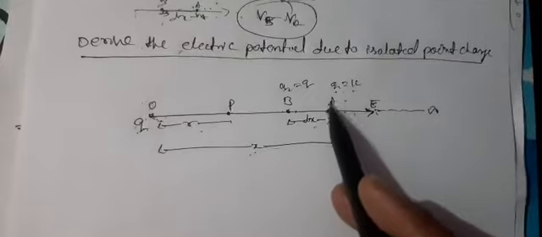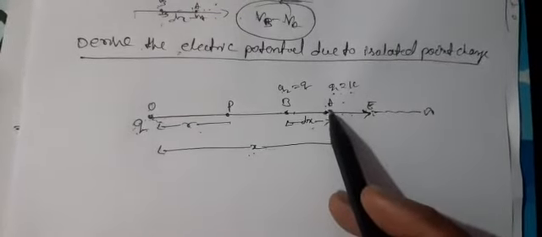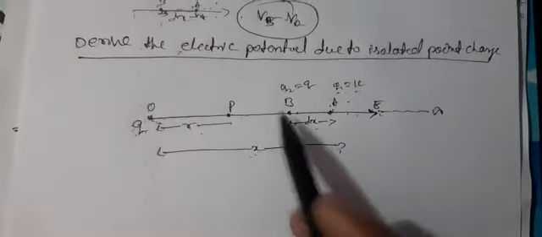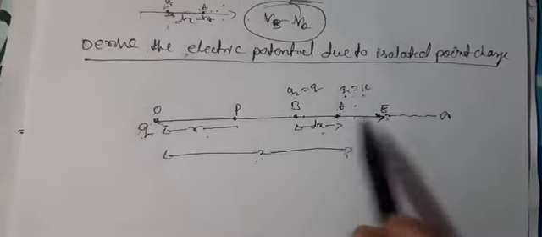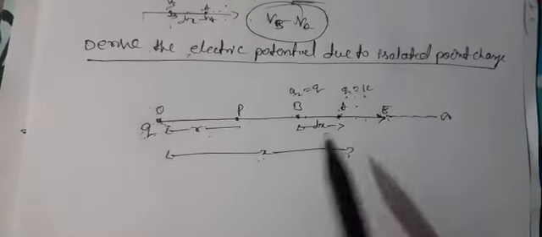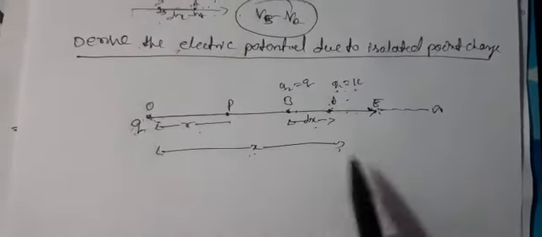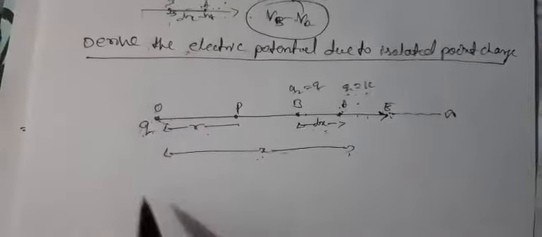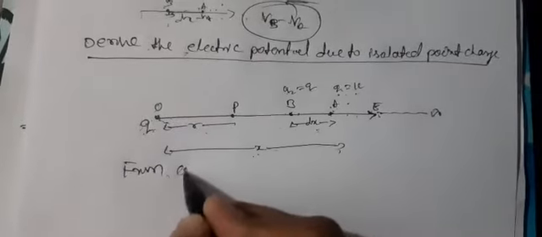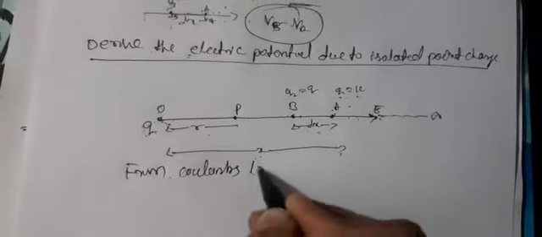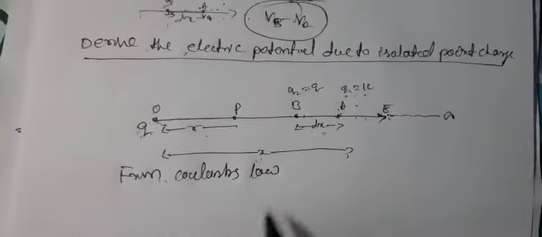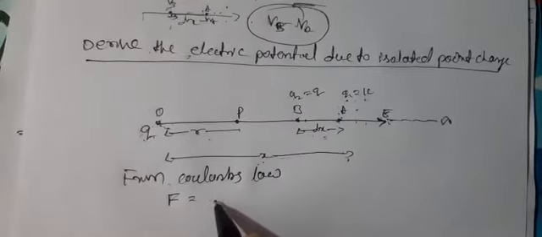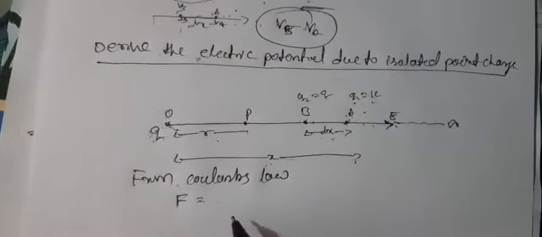The 1 coulomb charge, Q1, is acting at point A. The other charge, Q2, is assumed to be Q. A and B are two different points separated by a small displacement, dx. First, using Coulomb's law, what is the statement? Coulomb's law states that the force is directly proportional to the product of the charges and inversely proportional to the square of the distance between them.